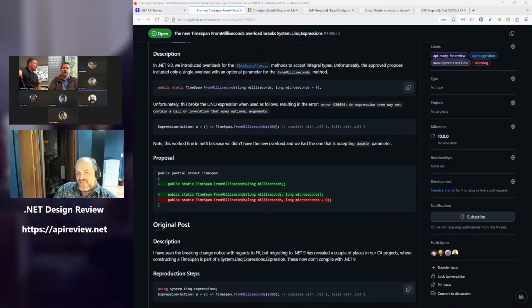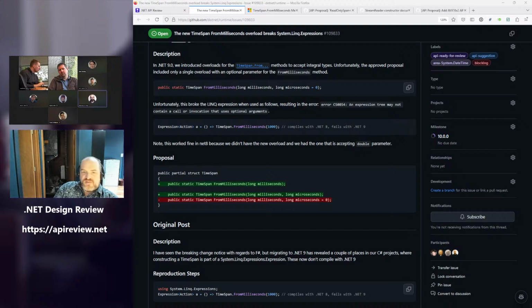Okay, regardless of LINQ expression, I mean, the APIs that we exposed, the other overloads, we are exposing overloads that take one parameter, like what we are proposing here. So why didn't we do it for FromMilliseconds? For example, FromMinutes, FromDays, FromSeconds or whatever, we already exposed an overload that takes one parameter like this.